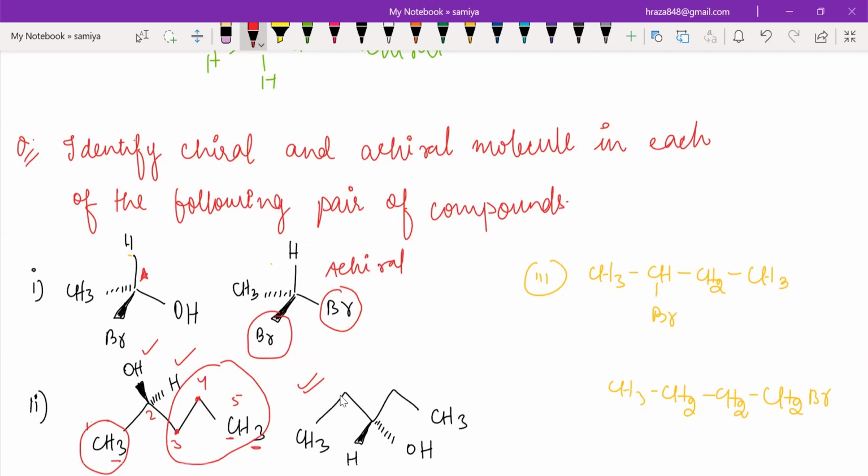Sir, at the third carbon. At the 1, 2, 3, third carbon. So is it chiral or achiral? It's achiral. So why did you say at third carbon? What did you want to say? Because other than H and OH, the two groups are the same. Yes, sir, the two groups are the same. That's why it is achiral. Very good. Now come to the third question.